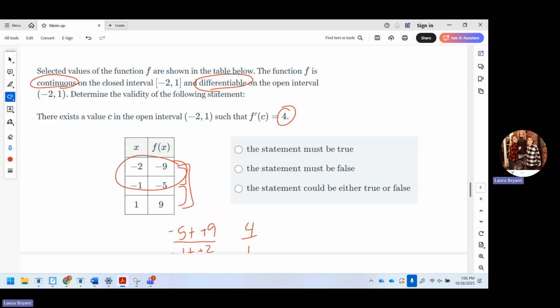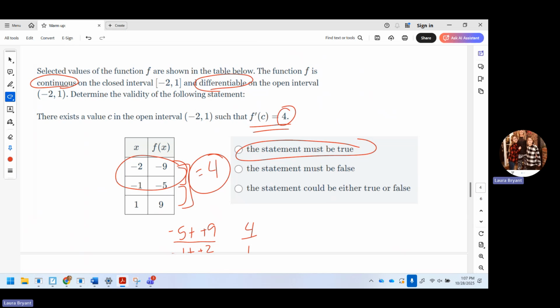So I'm told my function is continuous, my function is differentiable, and there's a place in my table where the average rate of change is 4. Well, the mean value theorem says as long as your function is continuous and differentiable, your average rate of change is going to equal the derivative. It's guaranteed that that will happen. So this would be a true statement.